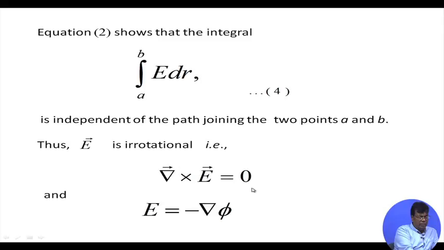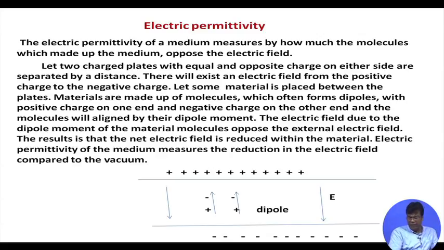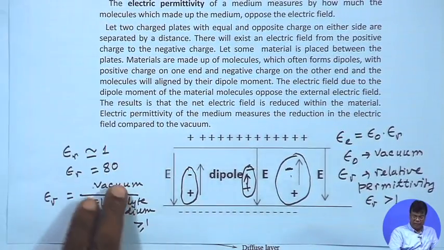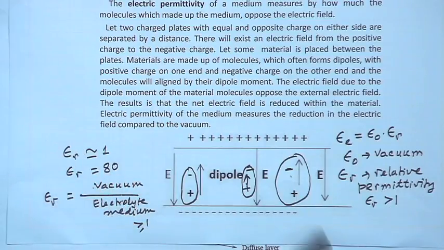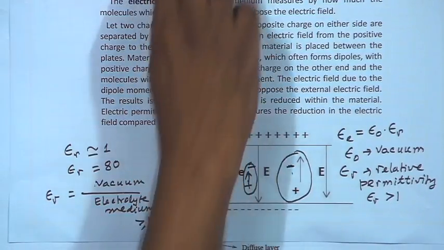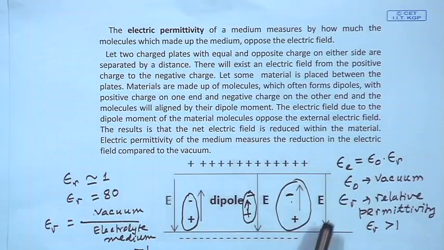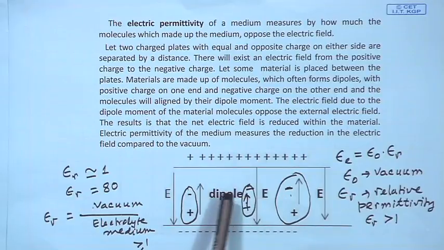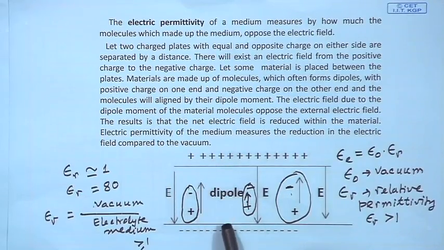So, at every point in space we always have the electric field as irrotational. Now, permittivity: how do we define the electric permittivity? When you have a medium, suppose you have two charged plates, positively charged and negatively charged, and there is a medium between them, an electric field will be generated.